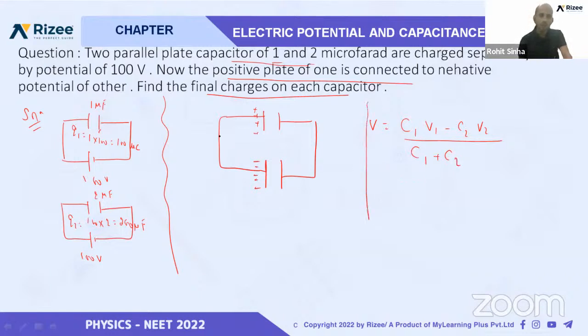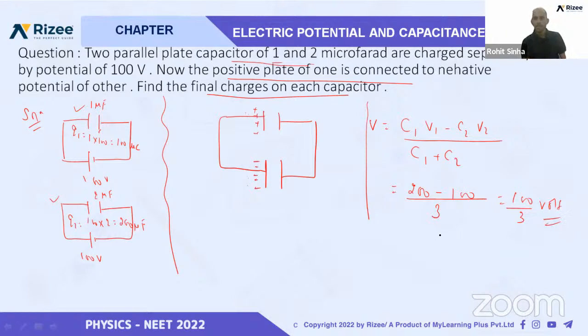Or how we can solve? We can write the initial charge, add up all those charges, but since they are connected in opposite direction, we have to subtract here. It will be C1V1, the greater one first, minus the lower one, by C1 plus C2. That means 3 microfarad. What we will get? 100 by 3 volt.